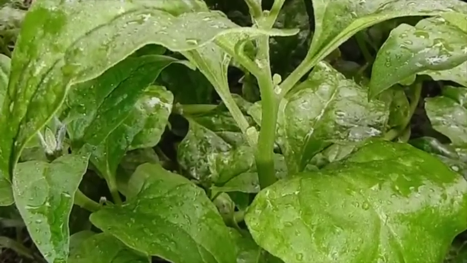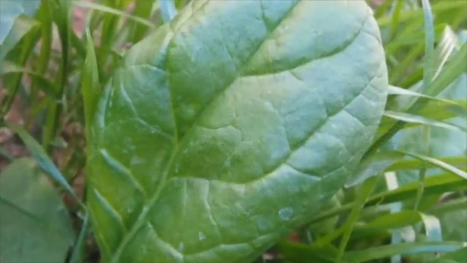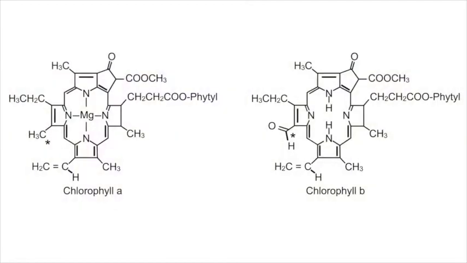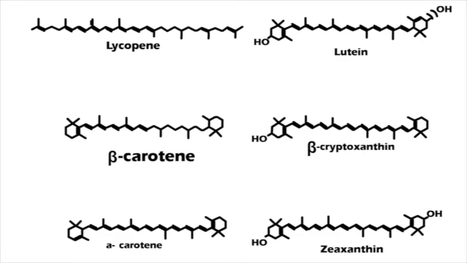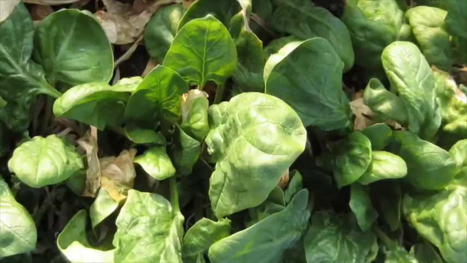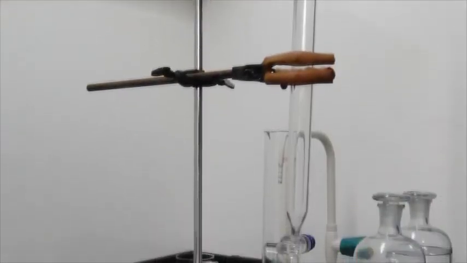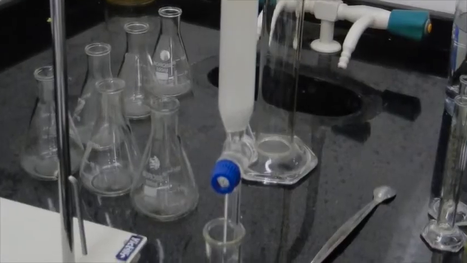The green leafy vegetable spinach is a rich source of these pigments. The chlorophylls present in spinach are chlorophylls A and B. Carotenoids, the yellow pigments found in spinach, are also involved in photosynthesis. Beta-carotene is a compound that gives butter and margarine the characteristic yellow color. In this experiment, we will use the technique of column chromatography to separate the pigments from the leaves of spinach.